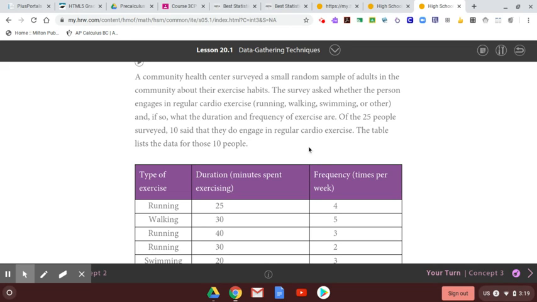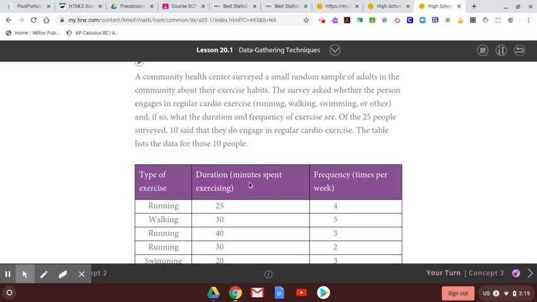So even just looking at this information, we're told that 10 engage out of the 25. So we could use that to make a prediction about the population, which would be adults in the community. All right. So all adults in the community, we could say maybe have a probability of 10 out of 25 of engaging in regular exercise.